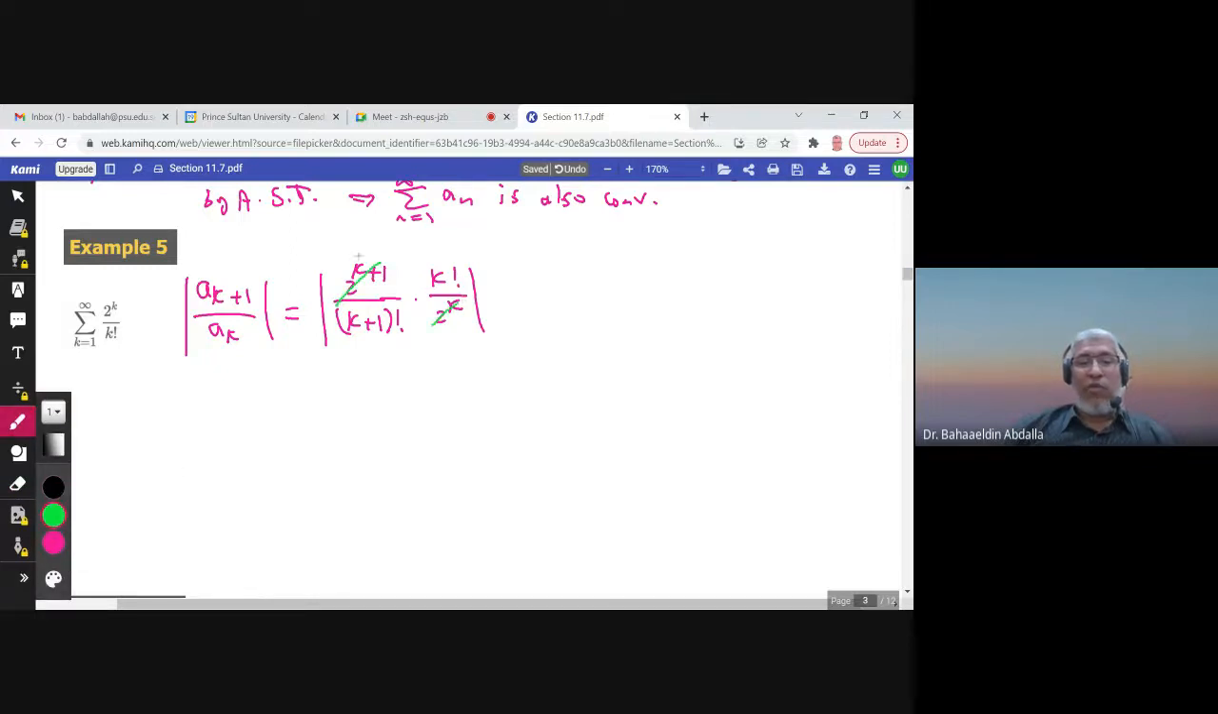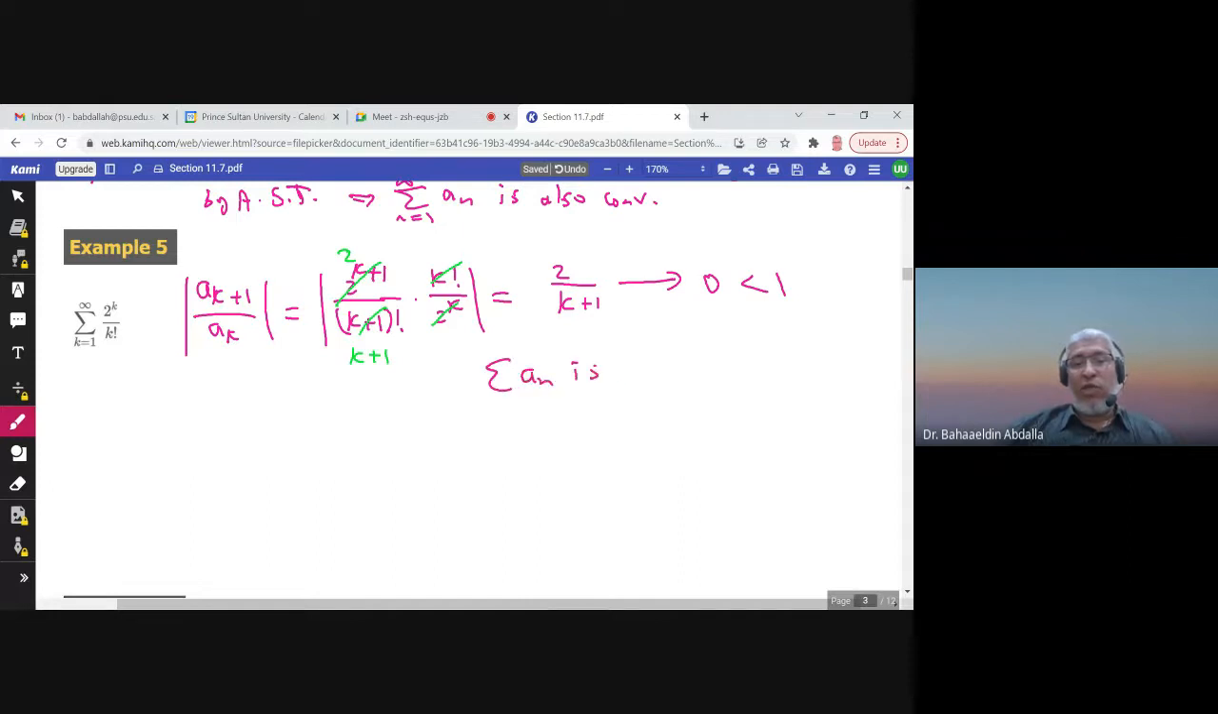And I'll have 2 here. This cancels with this, and I'll have k plus 1 here. So I have 2 over k plus 1. When k goes to infinity, this goes to 0. 2 over infinity is 0. 0 is less than 1. So summation an is absolutely convergent by the ratio test.